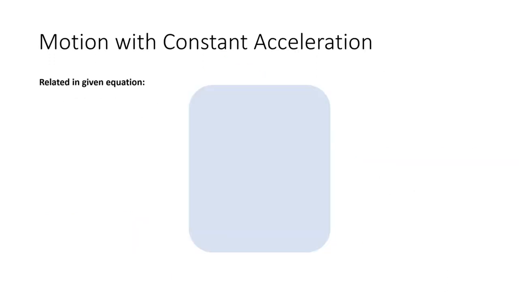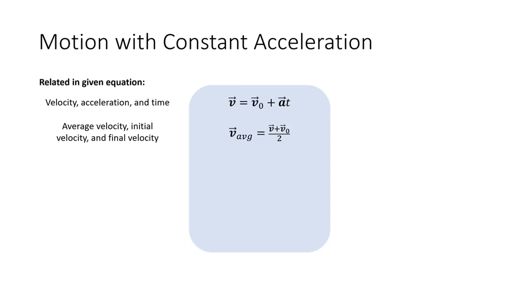Okay, so first of all, for these 5 equations, I'm just going to go through and mention the things that are related. So first equation, v is equal to v naught, our initial velocity, plus the acceleration times time. So we have velocity, acceleration, and time. Next, we know that the average velocity when we have constant acceleration is just equal to the sum of the final velocity v and the initial velocity v naught divided by 2. This is only true when we have constant acceleration.